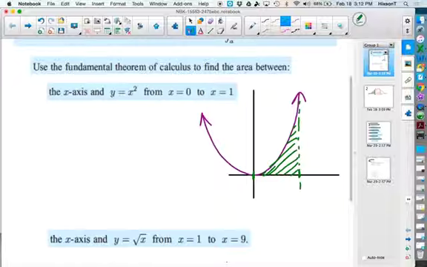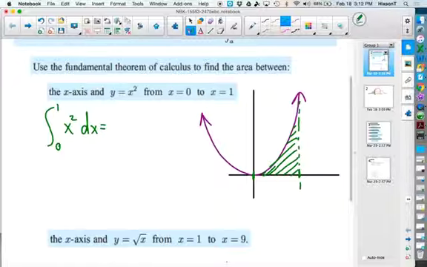Here you see the area. How would I write this as an integral? The integral symbol with 1 at the top and 0 at the bottom, and x squared. Good. The integral from 0 to 1 of x squared dx.